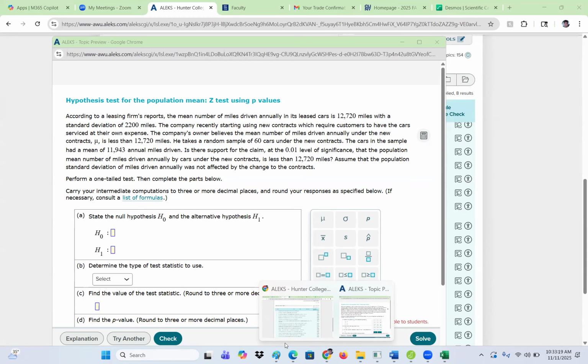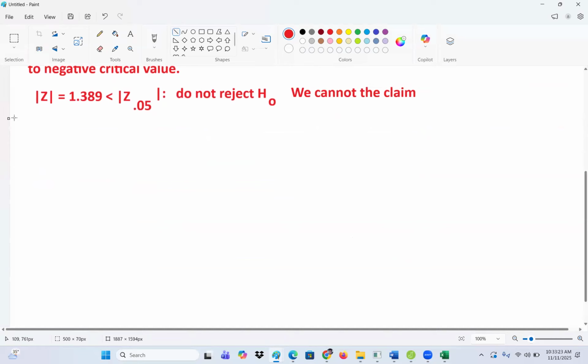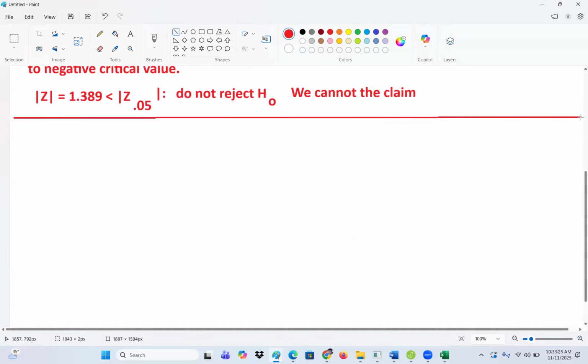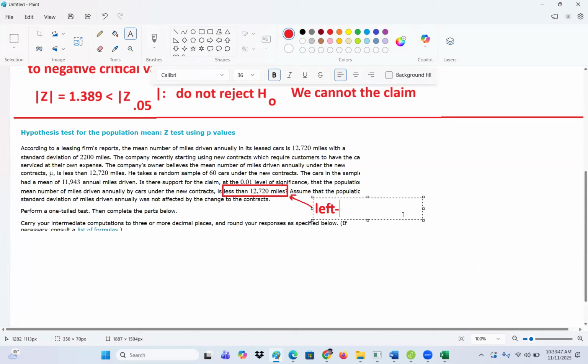Let me double check what we have so far. Okay, let me pose the question. It's very important to identify the keywords. The keyword for that was less than, right? So this is the left tail.